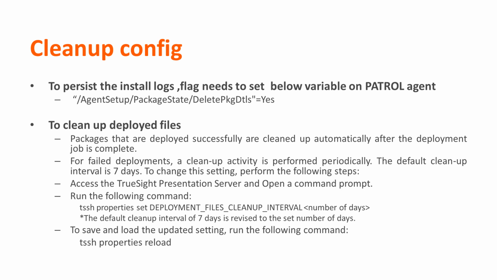To clean up the deployable files at the TrueSight server, packages that are deployed successfully are cleaned up automatically after successful deployment. But for failed deployments, a cleanup activity is performed periodically. The default cleanup activity is taken in 7 days. To change this property, perform the following steps. Access the TSPS server, open the command prompt, and set the TSSS property for deployment files cleanup interval, and set the number of days accordingly. And to save and upload the updated settings, run the following command: TSSS properties reload.